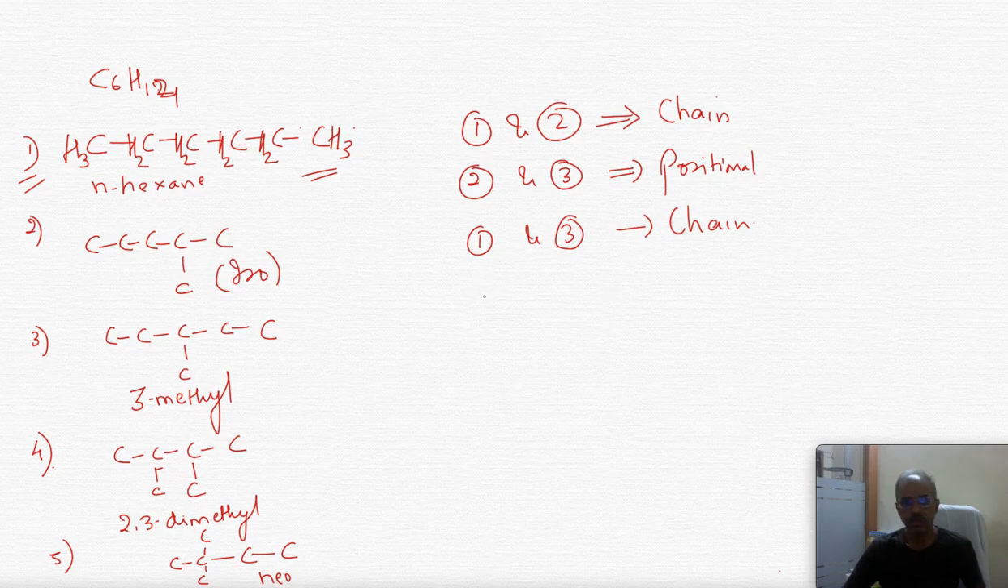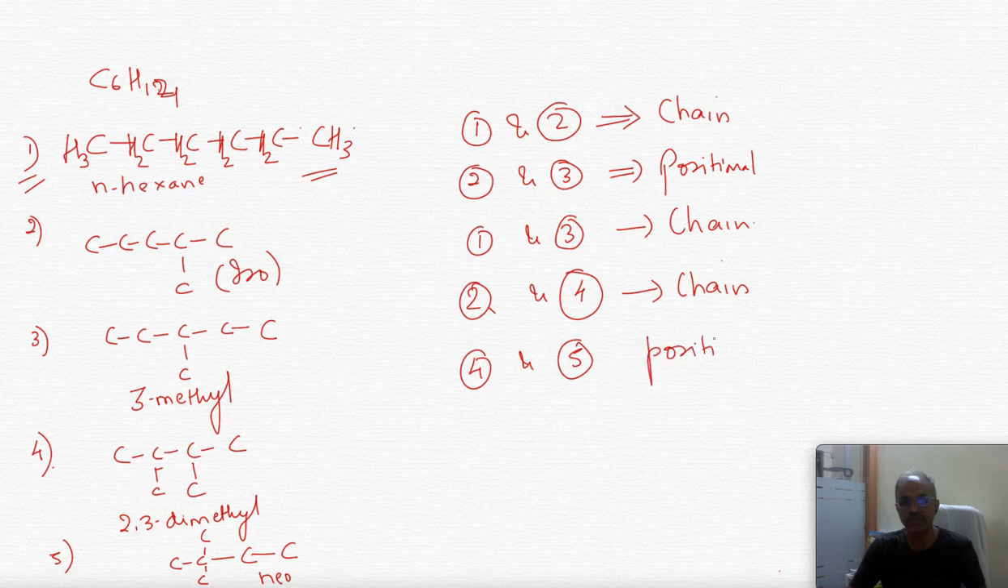Then we will see 2 and 4. 2 and 4 also show chain isomerism. Then 4 and 5 will show positional isomerism, because they have the same number of carbon atoms in the chain but the branches are different.